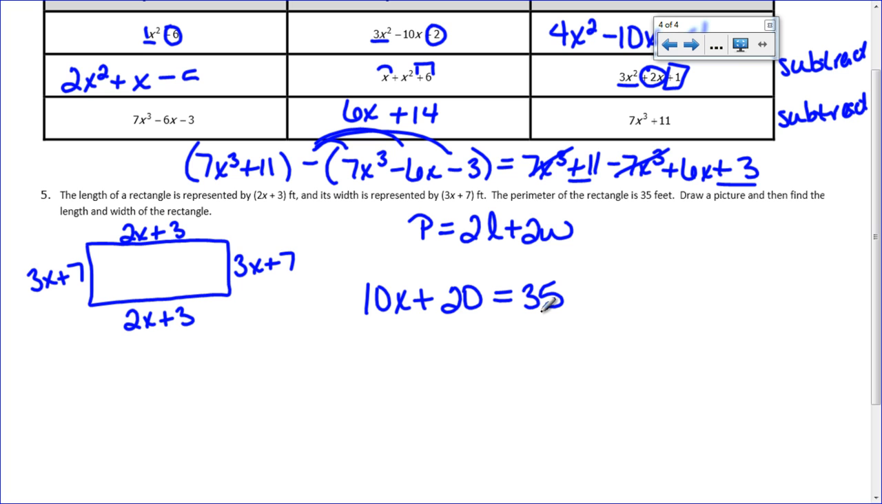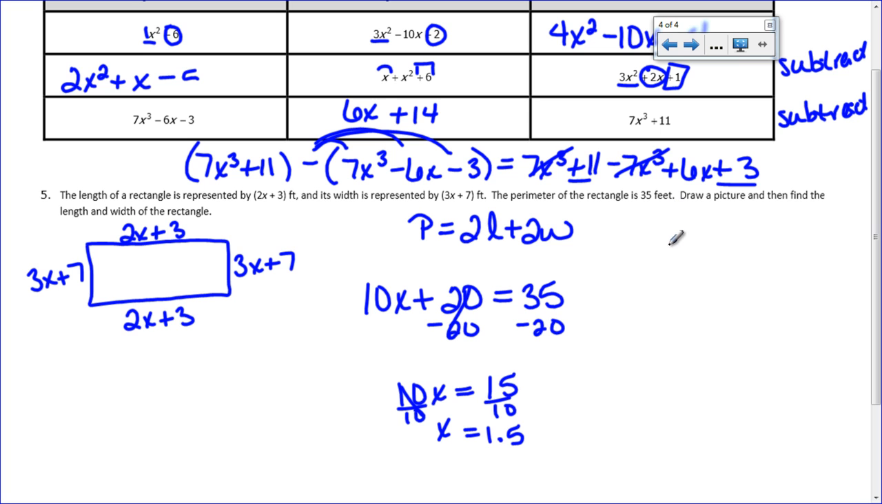Well, now to find the length and width of the rectangle, I need to solve for x, and then plug it back in to find exactly what the length and the width are. So we're going to solve for x, so we're going to minus 20 from both sides. So I have 10x is equal to 15, and then when I divide both sides by 10, I get that x is equal to 1.5.